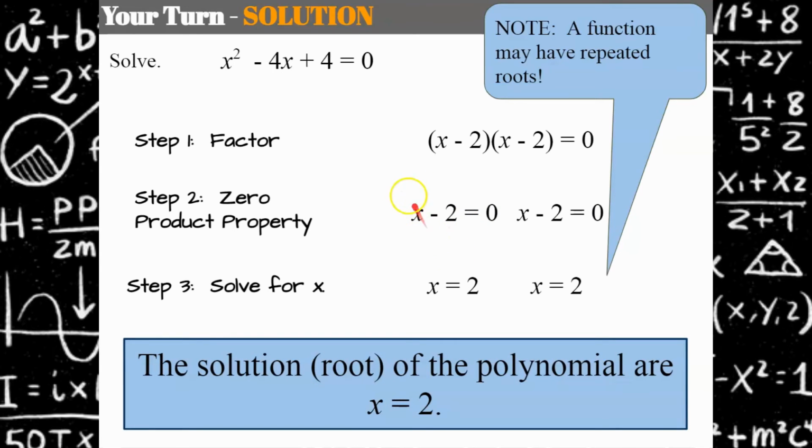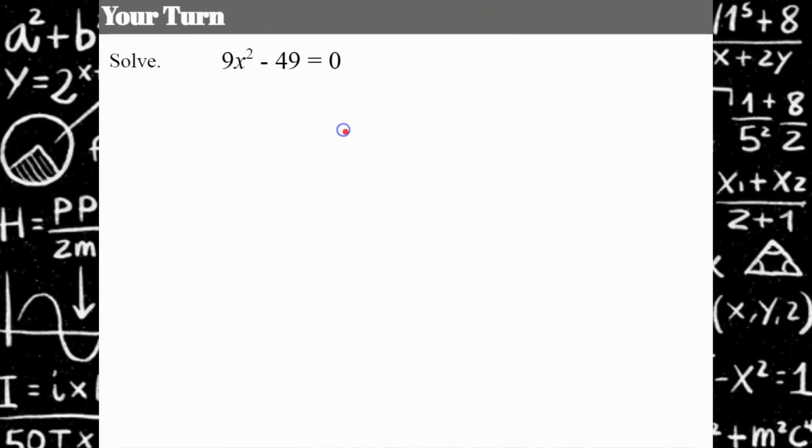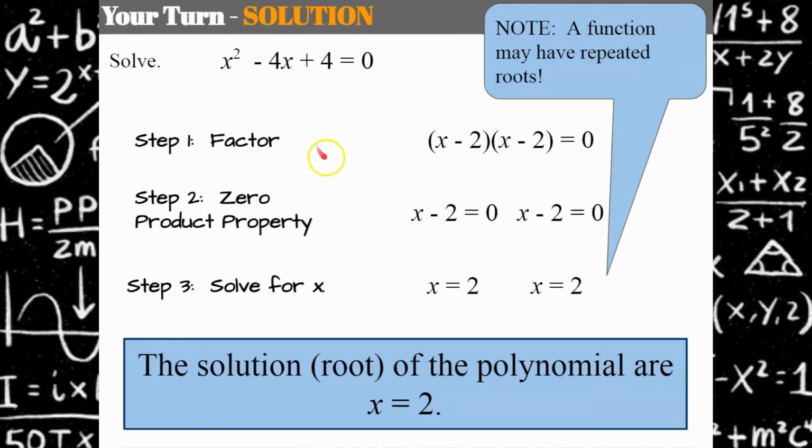And again, you'll learn more about this in an upcoming unit, but that means that the quadratic function is going to have a vertex on the x-axis. Okay, and you'll learn more about that. But it is possible for a quadratic function to have one root or one x-intercept.